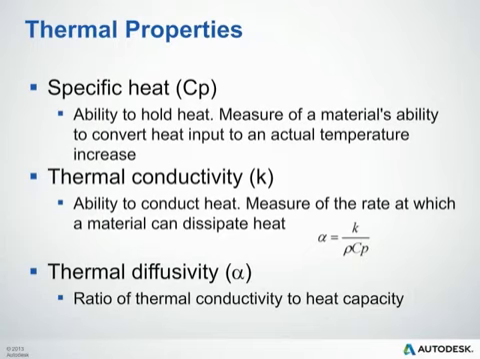Thermal conductivity is the ability to conduct heat, or the measure of the rate at which a material can dissipate heat. Thermal diffusivity is the ratio of thermal conductivity to heat capacity. Substances with a high thermal diffusivity will rapidly adjust their temperature to that of their surroundings, because they conduct heat quickly in comparison to what we would call their thermal bulk.